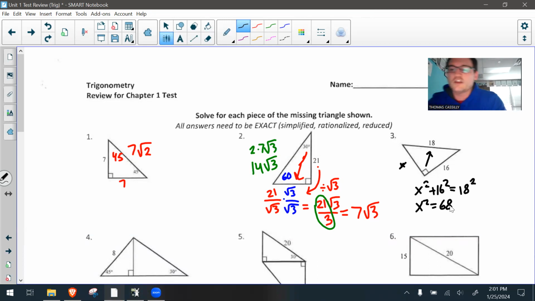All right, we just got to think, how do you kill a square? Well, you square root both sides. All right, so we know x equals the square root of 68.